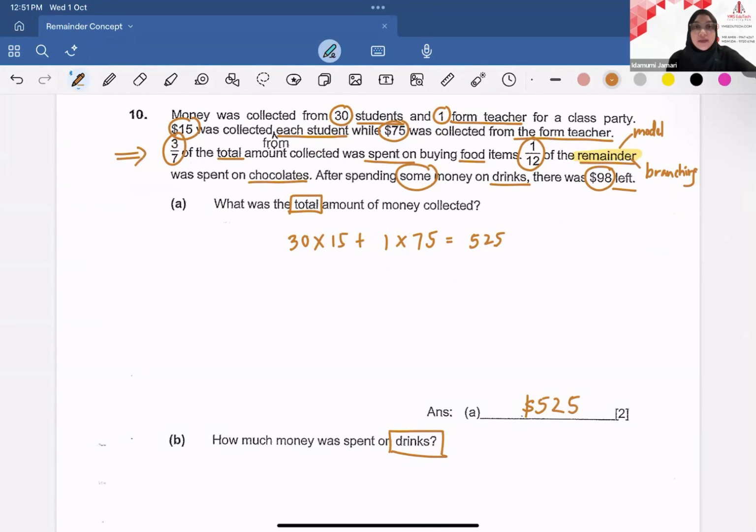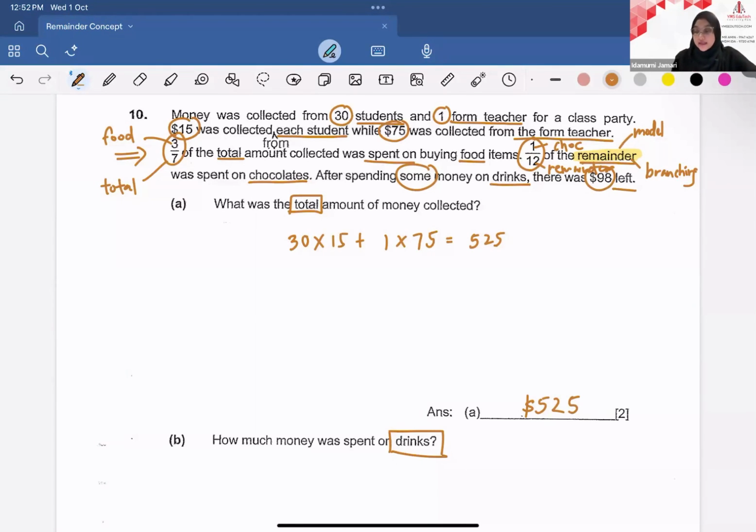It says 3 out of 7 of the total amount collected was spent on buying food. Now, students, whenever you see a fraction, you must know what each number represents. In this case, the 3 units refer to the amount spent on food, while the 7 units refer to the total amount of money in terms of units. We see another fraction there. 1/12 of the remainder was spent on chocolate. This 1 unit was spent on chocolates. These 12 units refer to the remainder after spending on food.